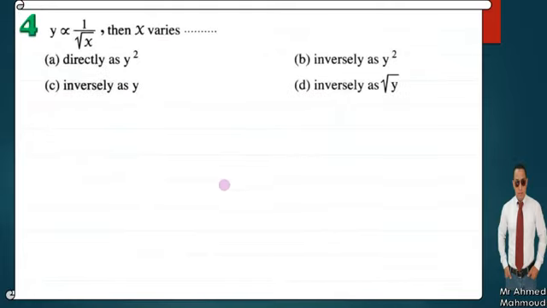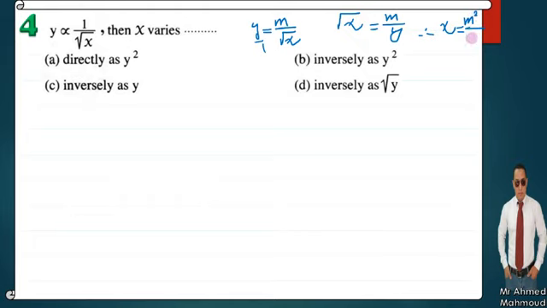Y varies inversely as x. Then y equals m over square root x. I need root x, therefore I will make it over 1. Root x equals m times 1 over y. It will be m over y. I need x, therefore x equals, by squaring both sides, m to the power of 2 over y to the power of 2. Then x varies inversely as y to the power of 2.